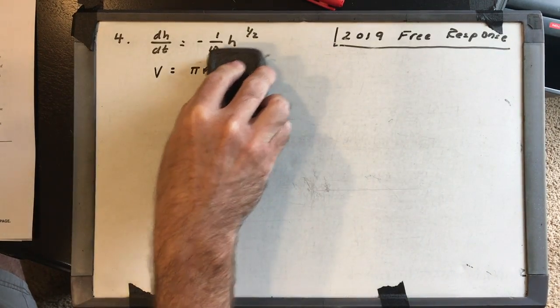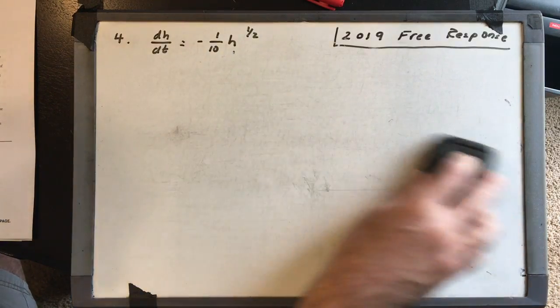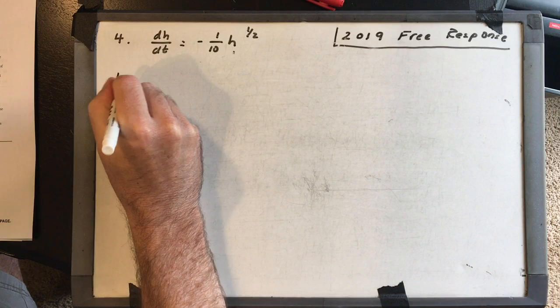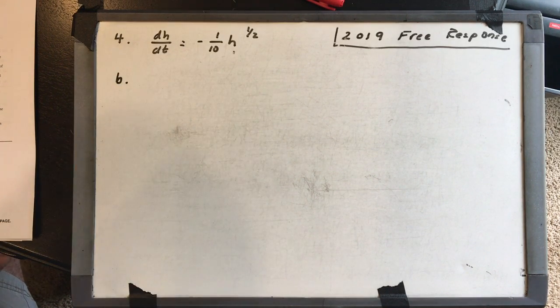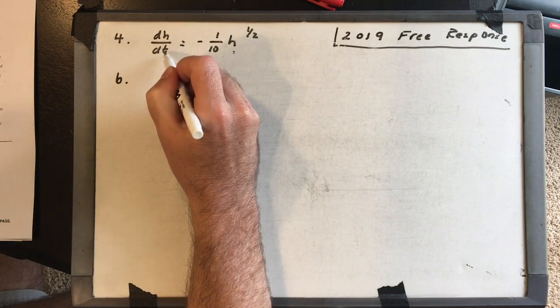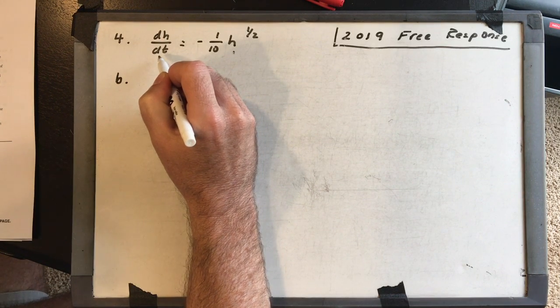I don't think we need that part anymore. Okay, part B says when the height of the water is 3 feet, is the rate of change of the height of the water with respect to time increasing or decreasing. So the rate of change of the height of the water is dH/dt. How do you figure out if that's increasing or decreasing?